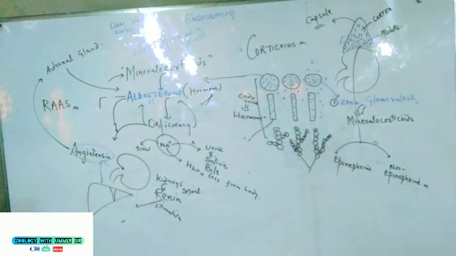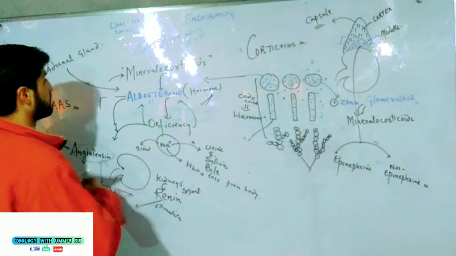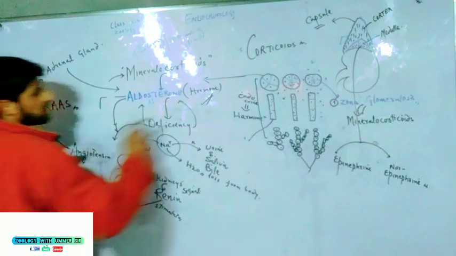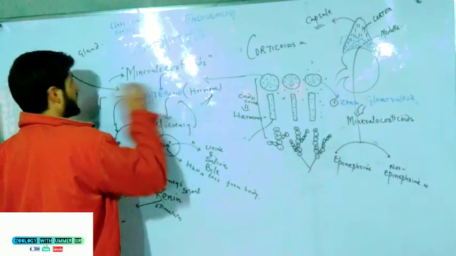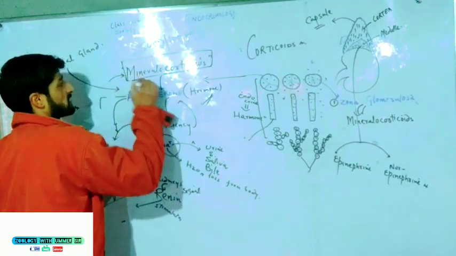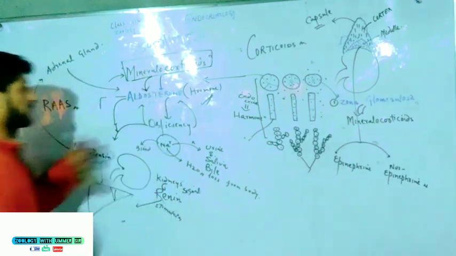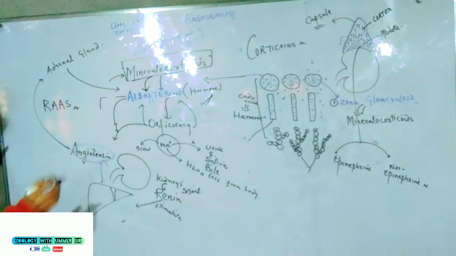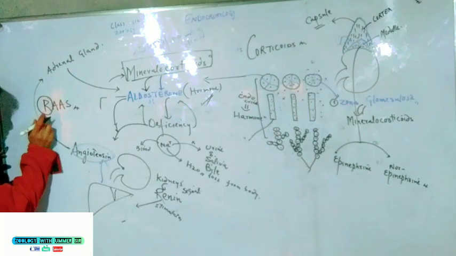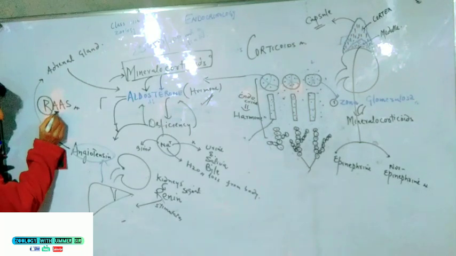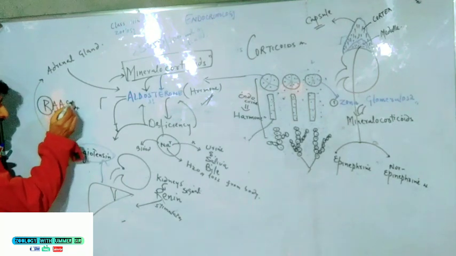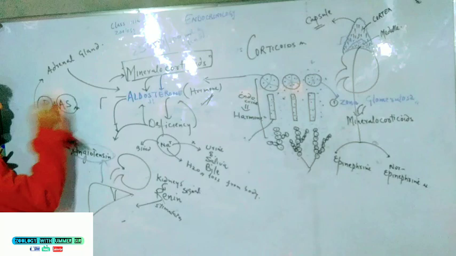What happens next is that angiotensin stimulates the adrenal cortex, and the adrenal cortex, or adrenal gland, then produces mineralocorticoids. When I say mineralocorticoid, I mean aldosterone. Now, the kidneys produce renin, which stimulates the liver, and the liver produces angiotensin. It is this angiotensin that stimulates the adrenal gland, and then the adrenal gland produces aldosterone.